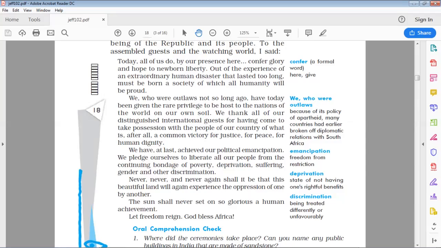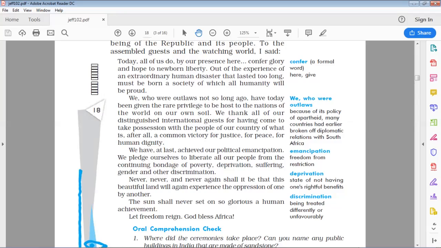So he says that this will be the country where everybody will have the same rights, the same benefits. Sufferings will not be there, and gender discrimination will not be there, or any other type of discrimination. They will be free from poverty, they will be free from deprivation, they will be free from suffering and all types of discrimination. They all will be equal. They all will have equal rights and equal freedom.